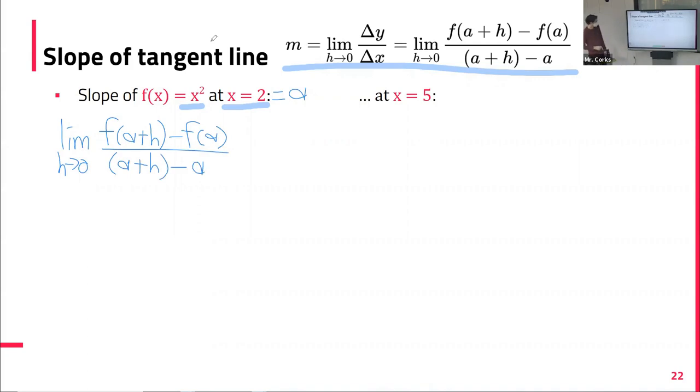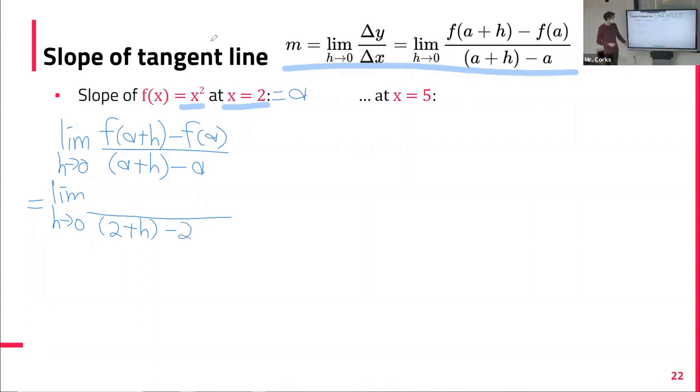Okay. So that's our whole thing here. And let's just substitute in all the parts. So let's do the bottom of the fraction first. That'll be a little easier to think about. A plus h, our a value we said is 2. So the bottom is just h and then minus a, so minus 2.